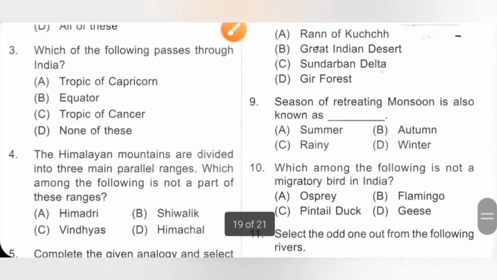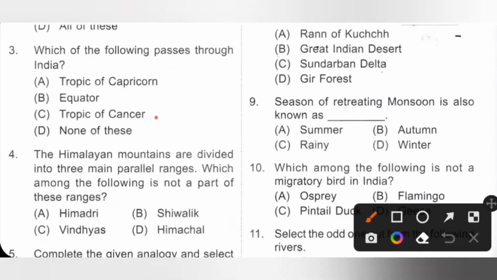Third one, which of the following passes through India? A, Tropic of Capricorn. B, Equator. C, Tropic of Cancer. D, none of these. So the Tropic of Cancer passes through India, option C.